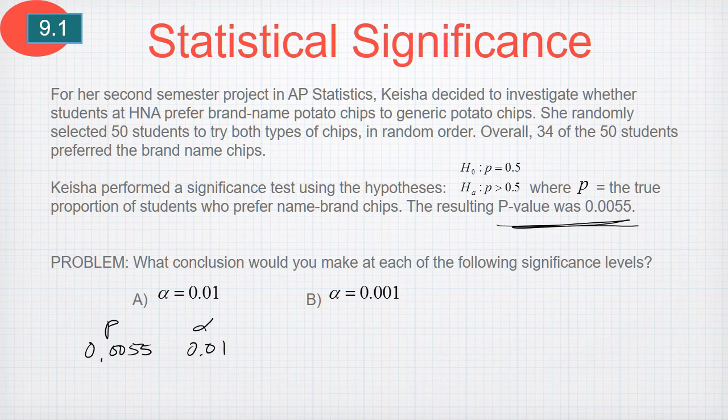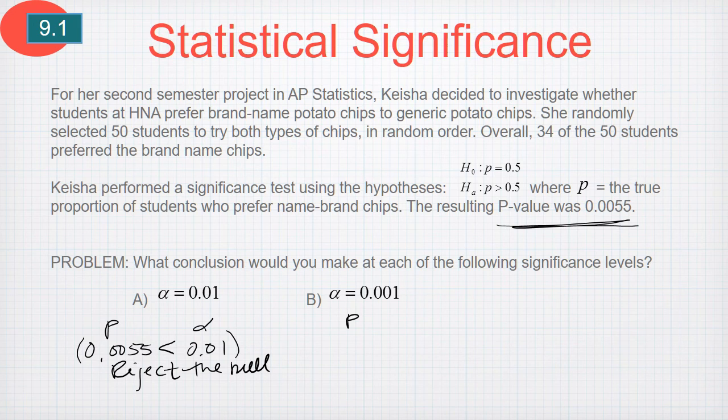Okay, so it looks like, boom, p is less than our alpha. If the p is low, the null has to go. Reject the null. Now I can't just say reject the null. I would say since the p-value is less than alpha, and then I would put in parentheses these values here, we reject the null hypothesis. There is convincing evidence that the students prefer brand name chips.